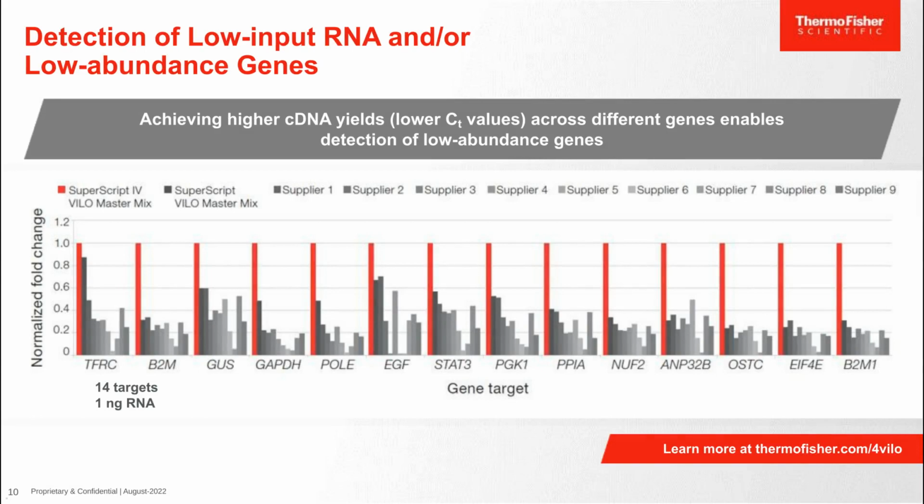Here's one example that demonstrates this aspect. The expression levels of 14 different genes were examined by an RT-qPCR assay using 11 different RT reagents. For each gene, RT-qPCR was performed with the same qPCR master mix, but using 11 different RT reagents. The resulting CT values were normalized against a CT value of 1 for the SuperScript IV VILO master mix, which is shown in red. The other master mixes that were used all have a normalized fold change of less than 1, meaning that they are less efficient and getting higher CT values than the SuperScript products.